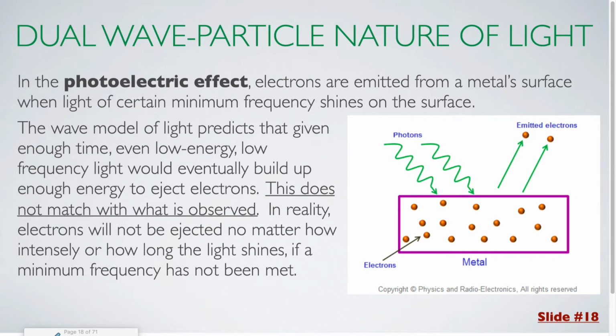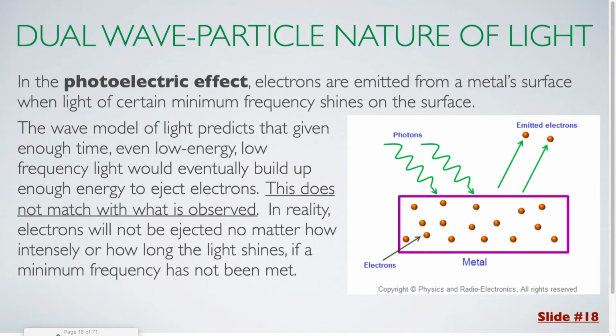In the photoelectric effect, electrons are emitted from a metal surface when light of a certain minimum frequency shines on the surface. The wave model of light predicts that, given enough time, even low energy, low frequency light would eventually build up enough energy to eject electrons. This does not match what is observed.